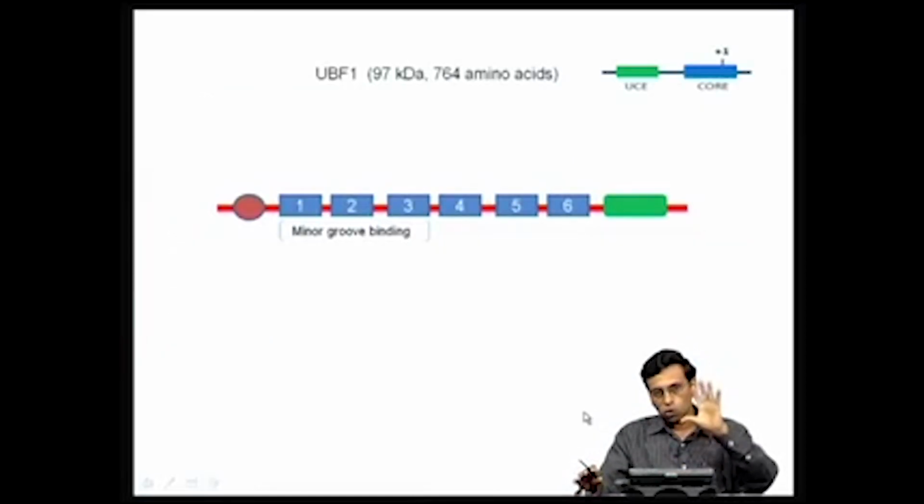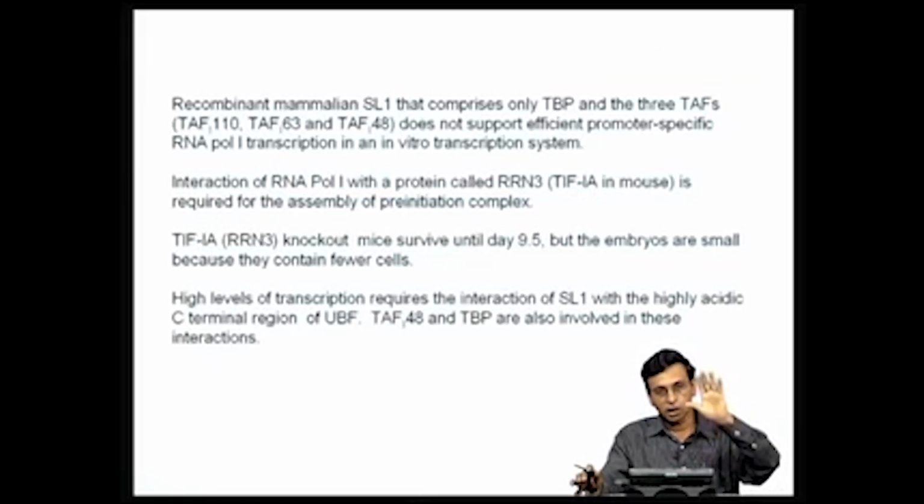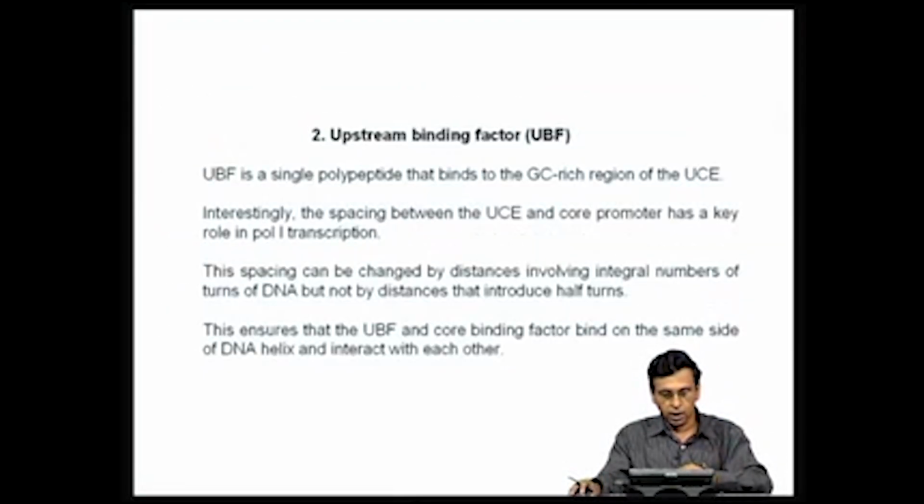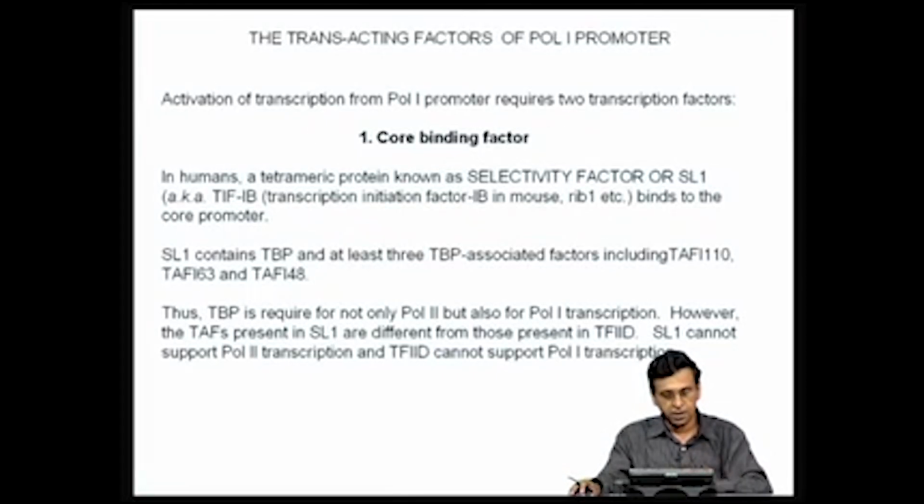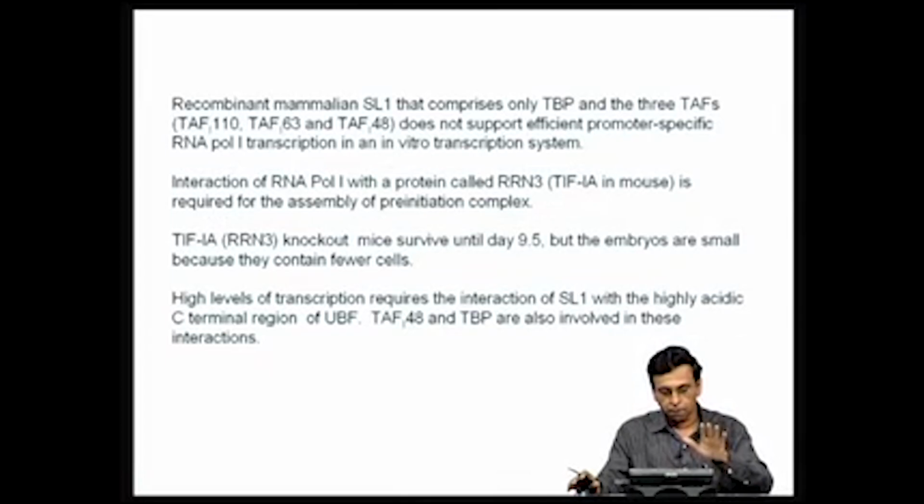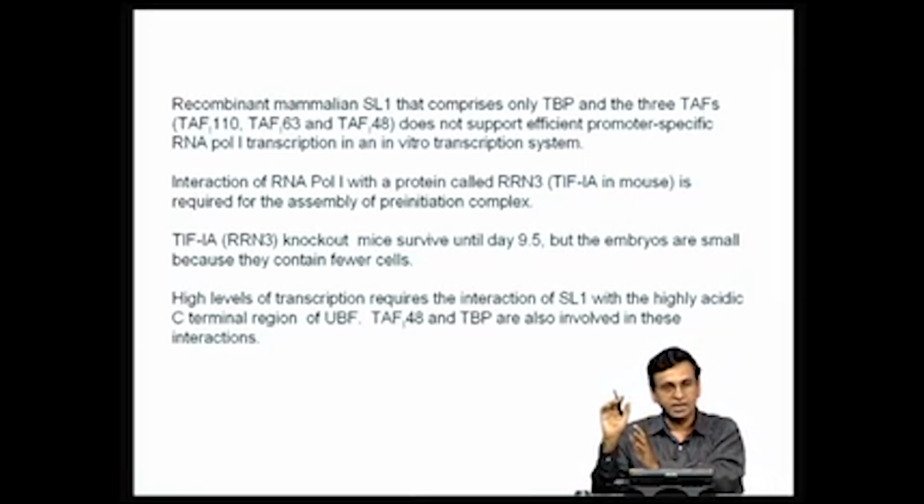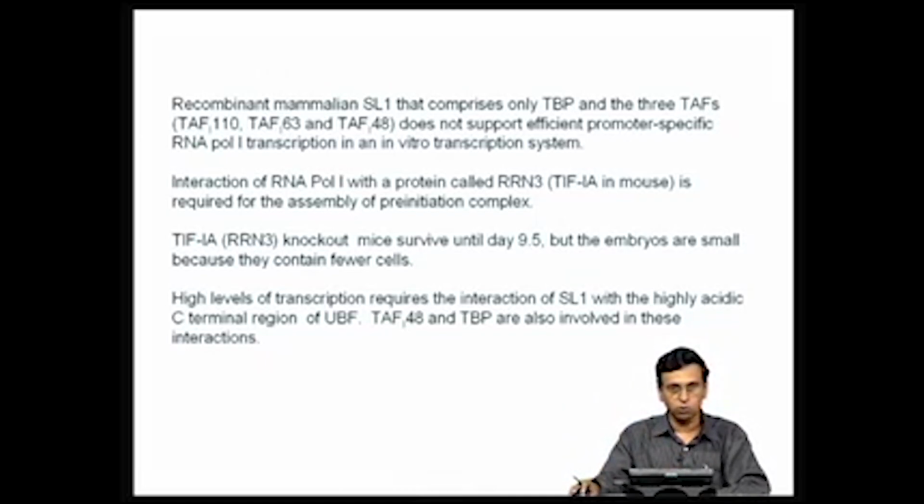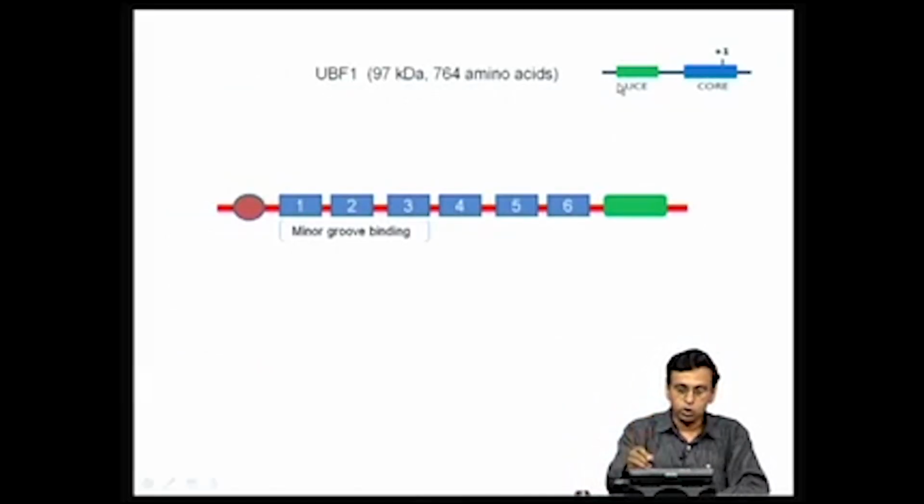Now, the transcription factor which binds to the core promoter region is called SL1 or selectivity factor 1. In the case of mouse, it is called TIF1B. So, the SL1 consists of TATA binding protein and TAF1 110, TAF1 63, TAF1 48. In addition to these 3, you require another protein factor called RRN3 for basal transcription of the RNA polymerase I promoter. This is about the core promoter region of RNA polymerase I. Now, if you move to the upstream region, the upstream control element binds to a protein called UBF1.